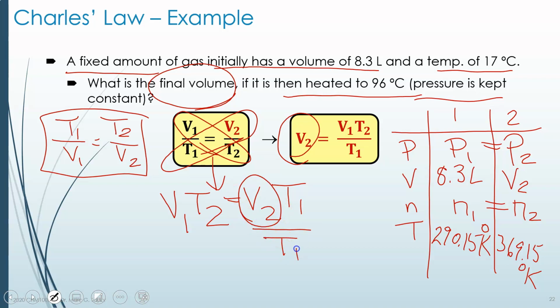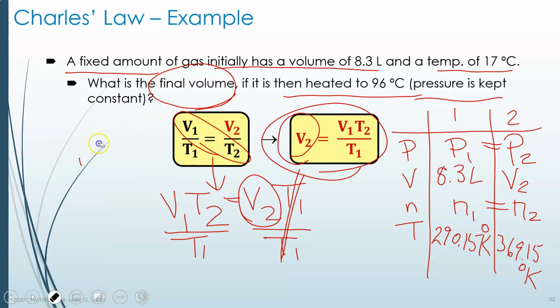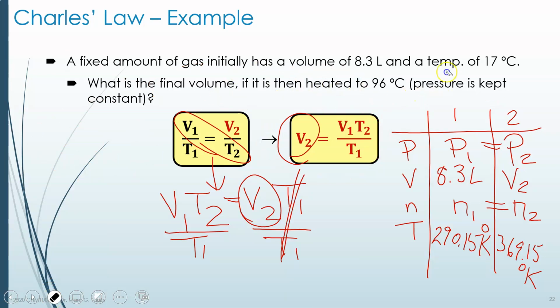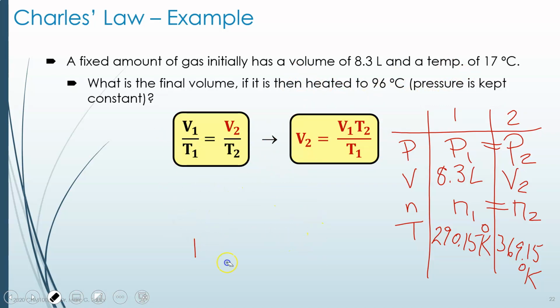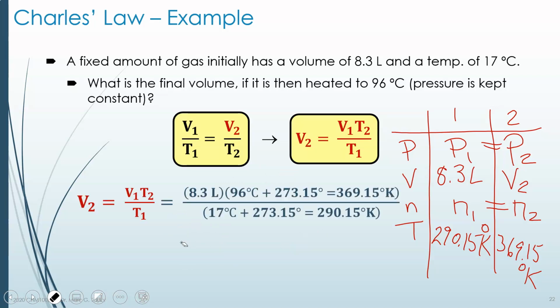You just divide both sides by T1. T1's cancel on this side, and you're left with the equation that I have written here. So I'll erase some of these extraneous notes here, some of these underlines, and this will leave us with the important part, our table and the final form of the formula. And now we can start plugging numbers into our formula.